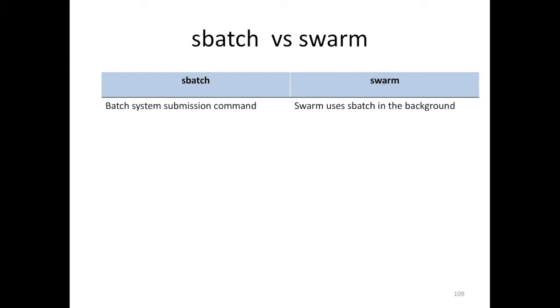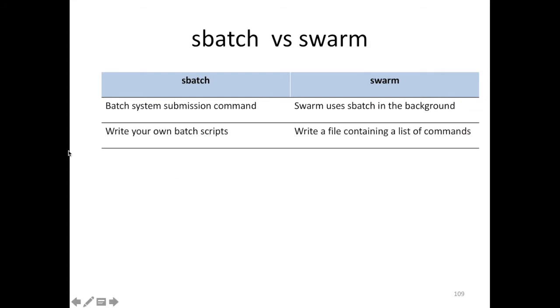People are often confused between sbatch and swarm. When should they use what? And what's the difference between them? And this slide may help to make that clearer. Sbatch is the built-in Slurm batch system command to submit jobs. Swarm is a sort of shortcut that will set up the batch scripts for you and submit it to the batch system using sbatch. So in effect, both of them are using sbatch. Swarm just might make it a little easier for you to submit large numbers of jobs.